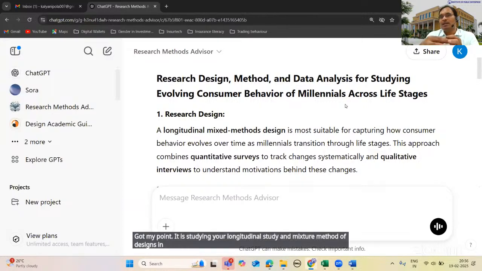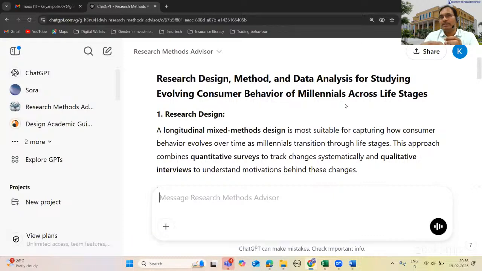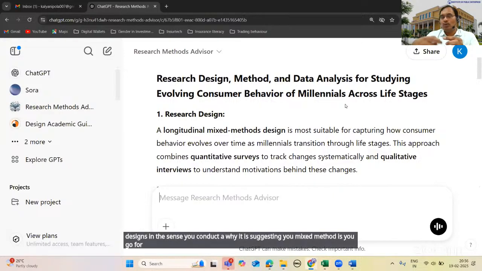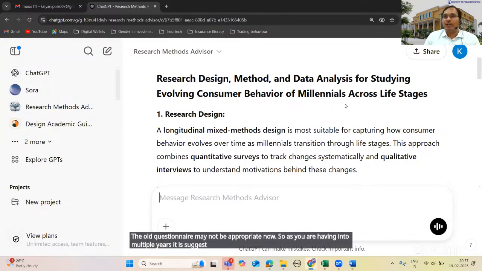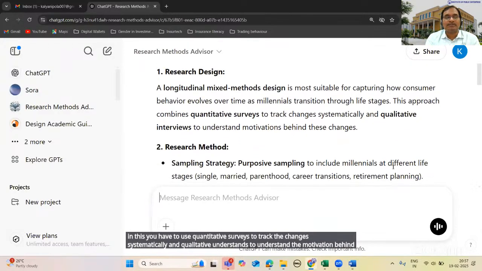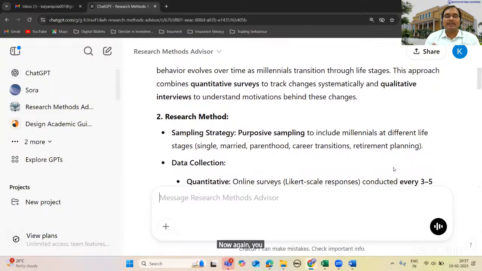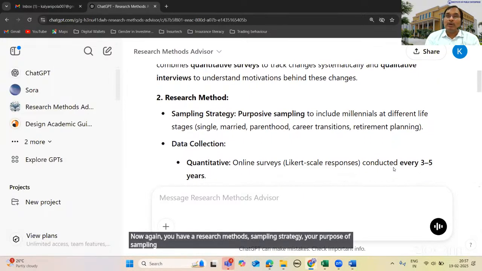Why it is suggesting mixed method is, you go for qualitative research, get the points, take the survey, and again look at that after a certain time period. Again, you conduct a survey because the old questionnaire may not be appropriate now. So, as you are having it over multiple years, it is suggested a longitudinal mixed method design. In this, you have to use quantitative surveys to track the changes systematically, and qualitative methods to understand the motivation behind these changes.